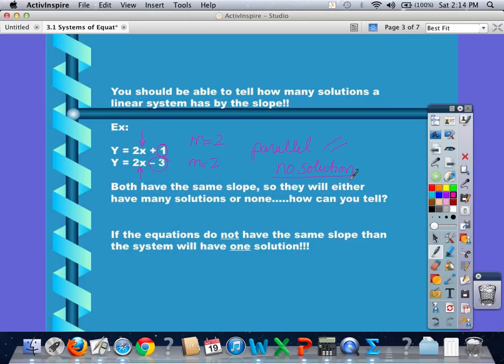Again, if they have the same slope, how can you tell how many solutions? You look at the y-intercept. Again, the y-intercept is where it crosses the y. If the equations do not have the same slope, then the system will only have one solution. We just talked about that.